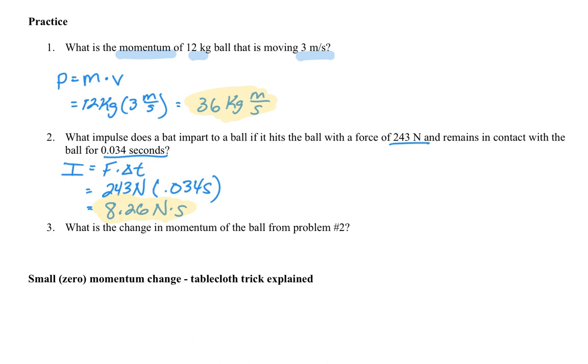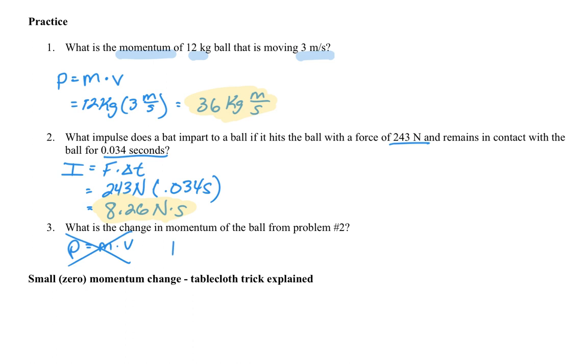The next question asks, what is the change in momentum of the ball from problem 2? Well, I know a force and I know a time, but my equation for momentum is mass times velocity. Nowhere in this problem do I know anything about the mass of this ball, right? Because I'm on problem 2, it's not the same ball as problem 1. I don't know the mass and I don't know the velocity. So this equation is not going to be super useful.